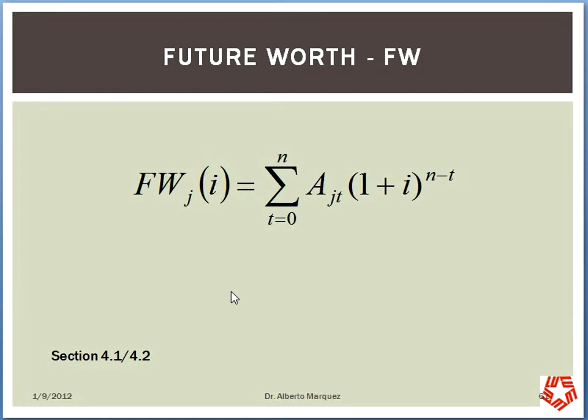And the future worth is to take each one of these cash flows to a particular period in the future, and the way to compute this is considering the compounding effect of receiving the money earlier than that period, that is, multiplying it by (1 + i)^(n - t).